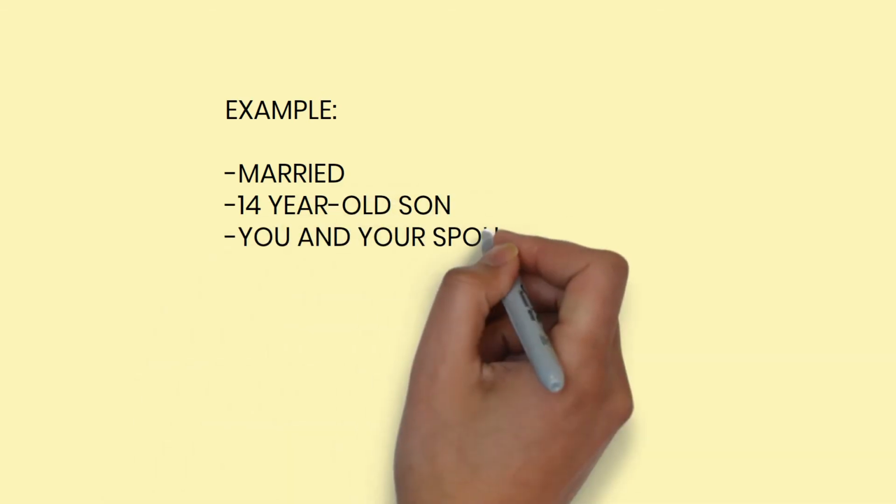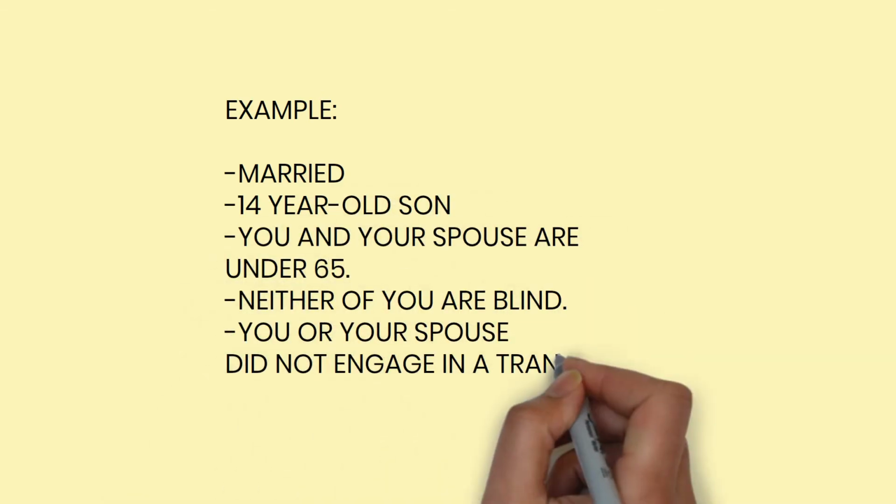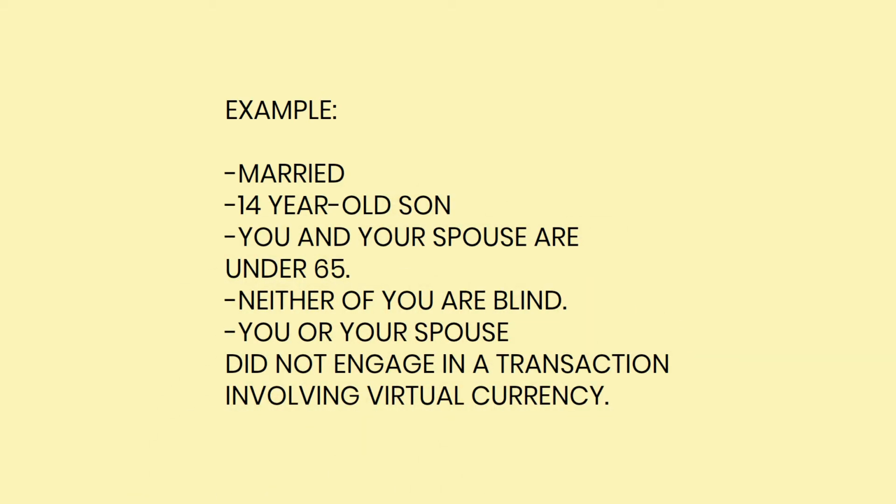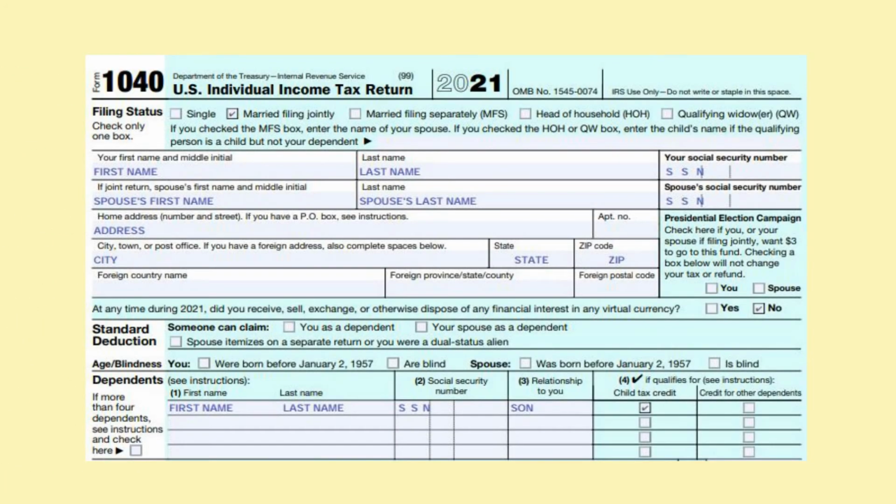The example for this video is that you are married with a 14-year-old son, although it will be helpful for any filing status. At the top of the Form 1040, under the Filing Status section, check the box that you're married filing jointly. Put your names, address, and Social Security numbers on the form. Also, make sure to check the box regarding virtual currencies. In this example, the answer is no.